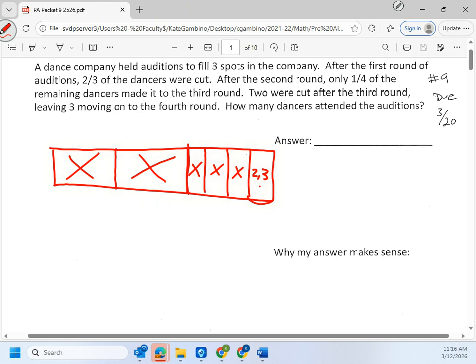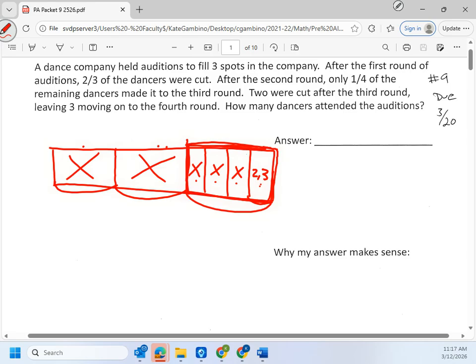This section was divided up into 4 equal parts. So if I know how many are in one of those equal parts, I know how many are in each of those equal parts. Then I can say, this section came from all 3 of these sections that were divided up equally. So if I know how many are in one of these sections, I know how many are in the other 2 sections, and I can just add them up.